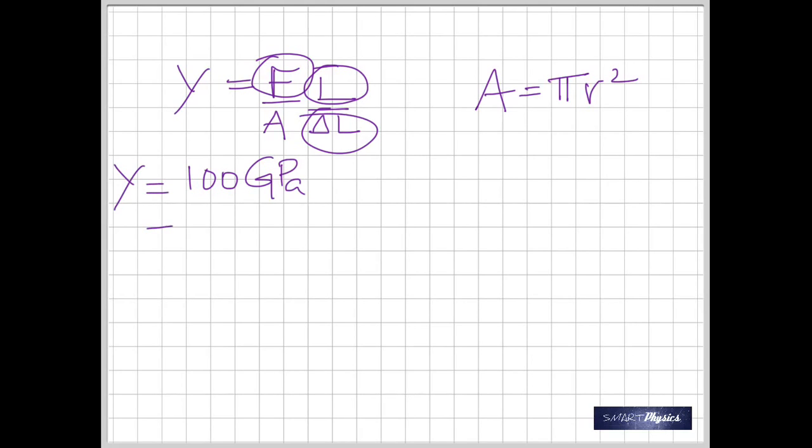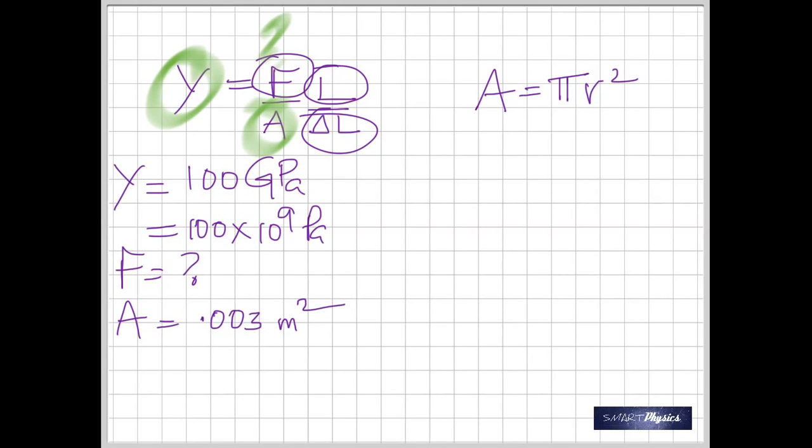And then if I give GPa, you know what GPa is? Giga is 10 to the power 9. So you have to know that. You know, little things and you miss out. And then I gave the area directly as 0.003, all right, without giving the radius, and I was asking them to calculate the force.